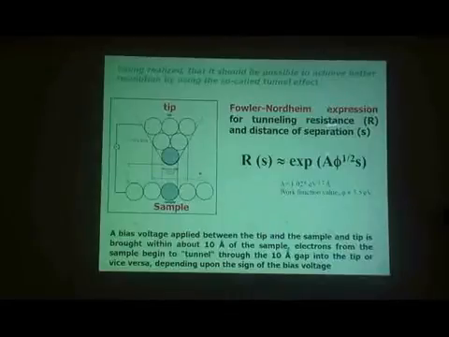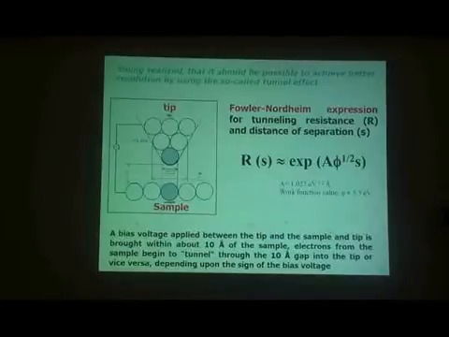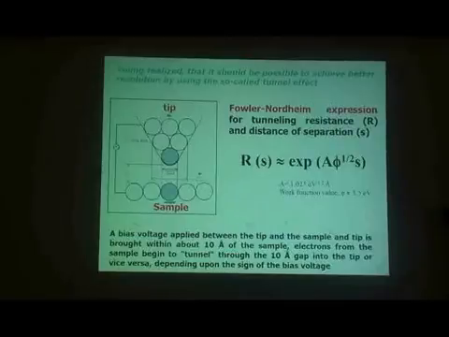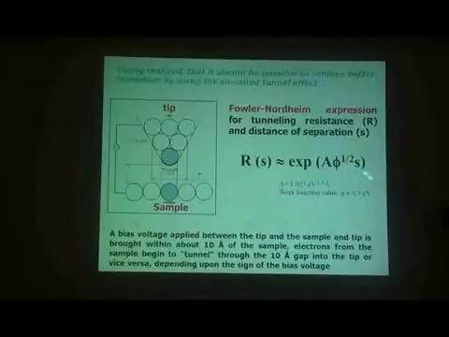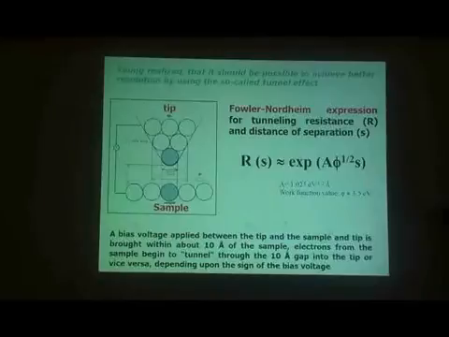So the interesting thing about this tunneling effect is that the current varies exponentially with the distance between the two, at an inverse exponential rate. So if you change the distance between the two conductors by even 1 angstrom, the current response that you get will change by almost 10 times.